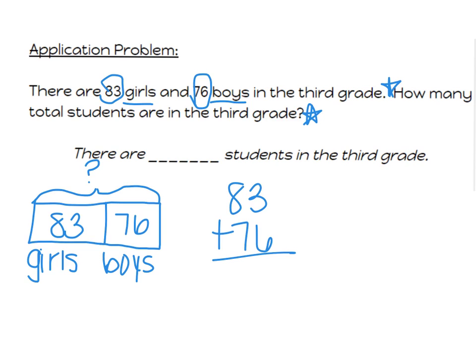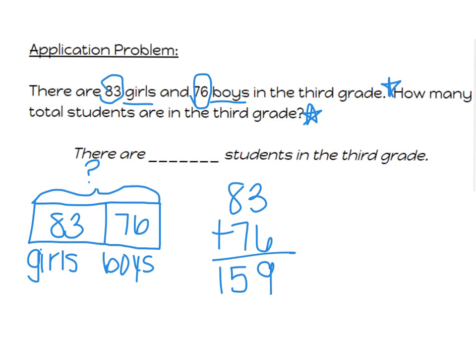First, we need to add the ones. 3 plus 6 is 9. Then we need to add the tens. 8 plus 7 is 15. Our answer is 159. Yahoo! We did it! We solved the application problem.